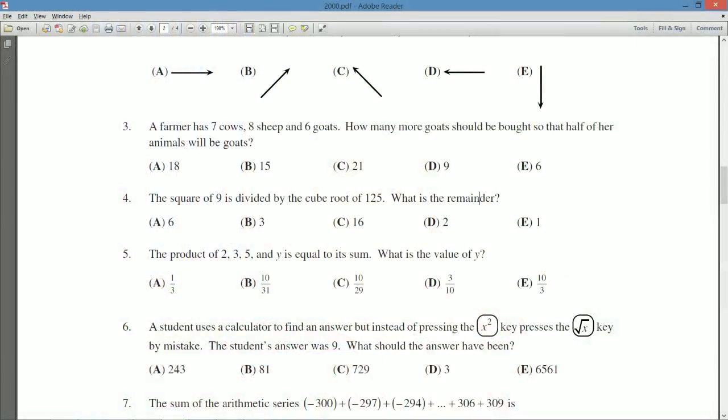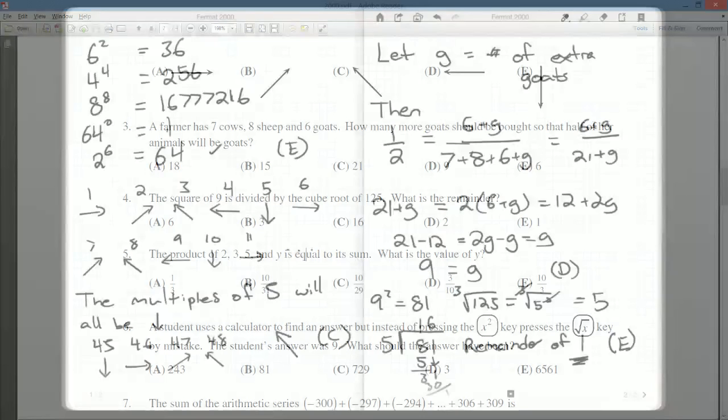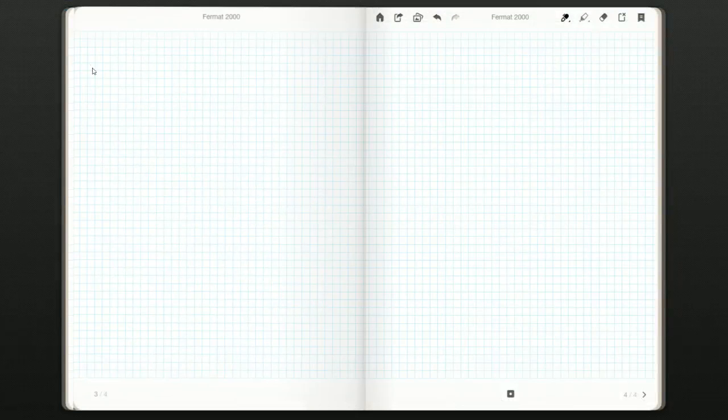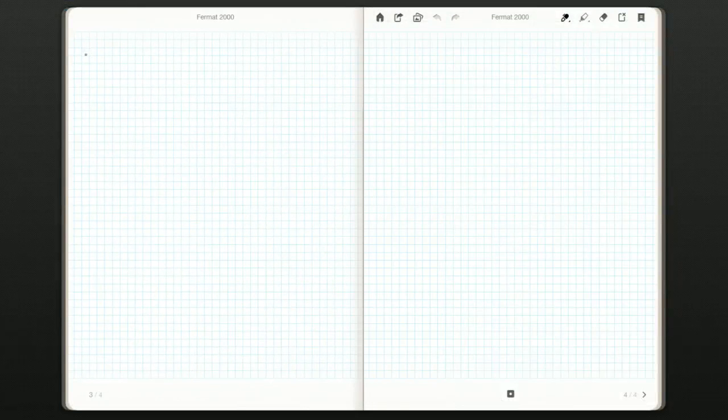So question number 5. The product of 2, 3, 5, and y is equal to its sum. What's the value of y? Alright, so we're given sort of two values. We know that the product, let's get ourselves a scrap piece of paper here. We know the product of 2, 3, 5, and y.